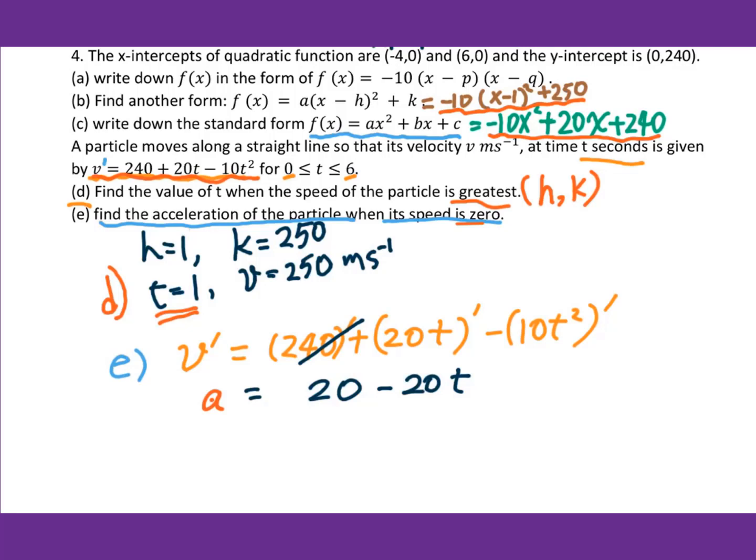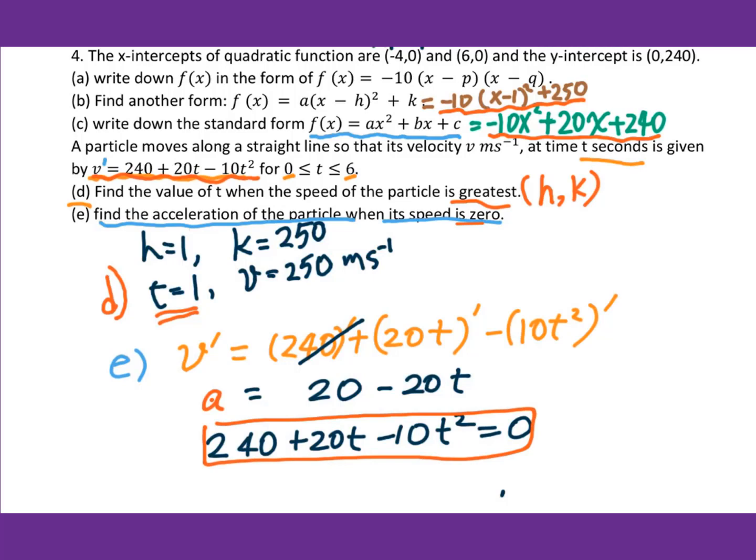When its speed is 0, we want to figure out when the speed equals 0, so we have to solve for t. We set up this function: 240 plus 20t minus 10t squared equal to 0. For this solution, we already got it from the given information. We got t equals negative 4 or t equals 6. But t cannot be negative, therefore only t equals 6. We got the velocity equals 0.